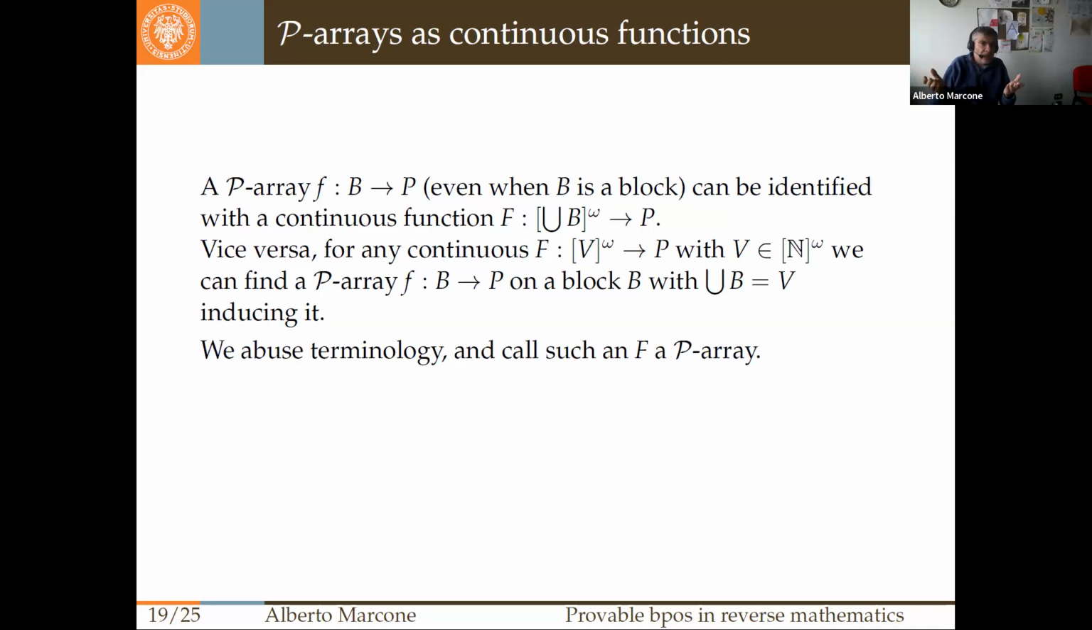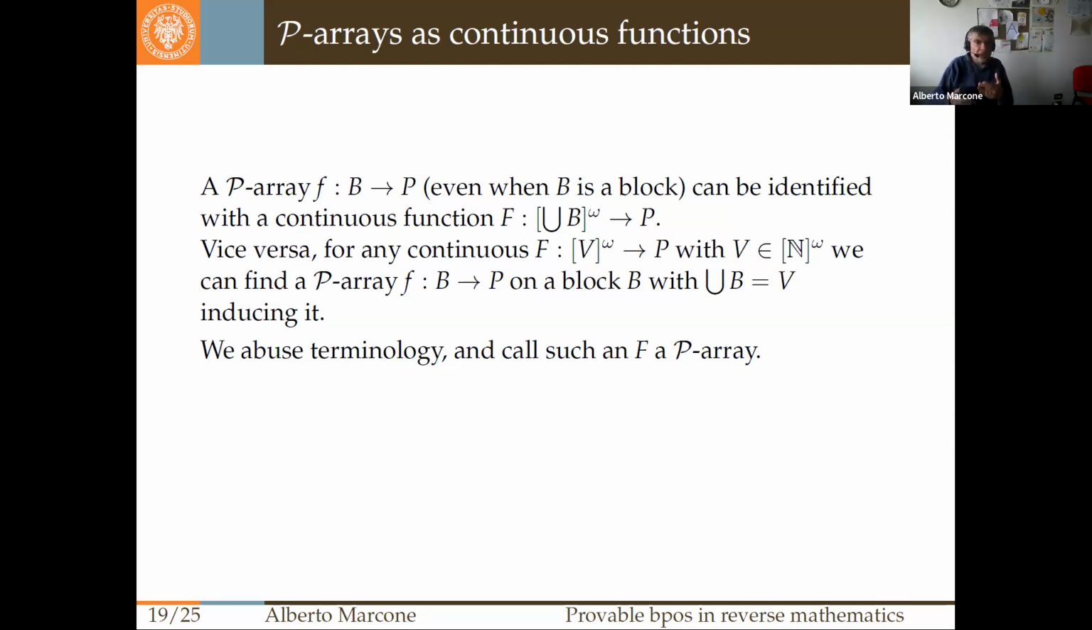This turns out to be very easily a continuous function because there is this finiteness condition on deciding what the value in P is. On P, I'm just putting the discrete topology. So I'm just asking that the pre-image of any element of P is an open set in the collection of these infinite subsets of the union of B.